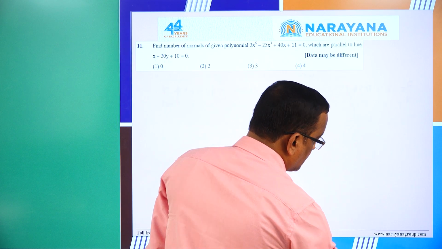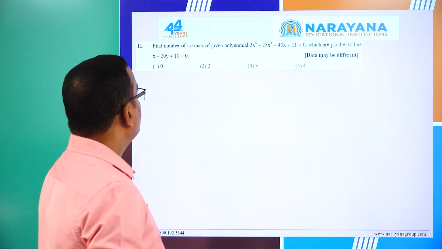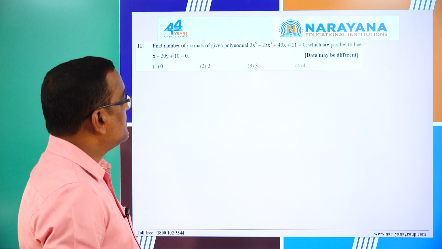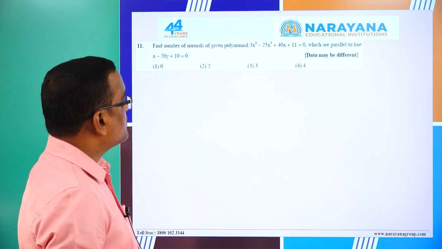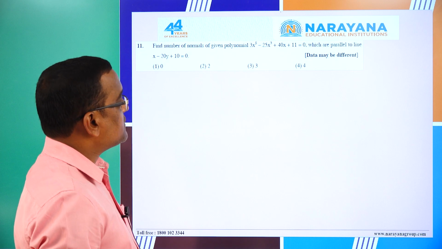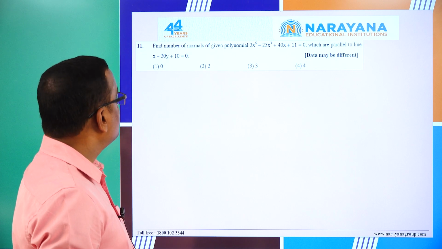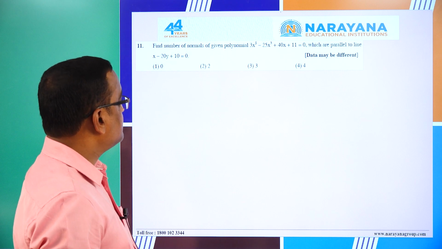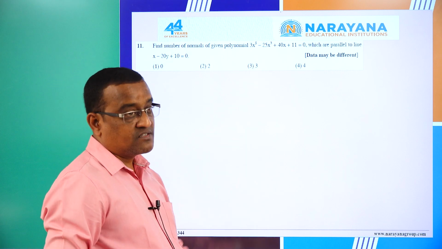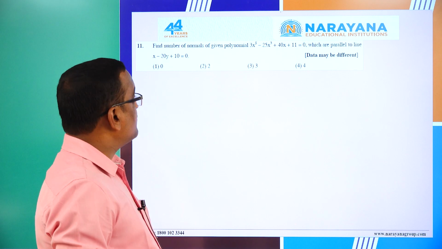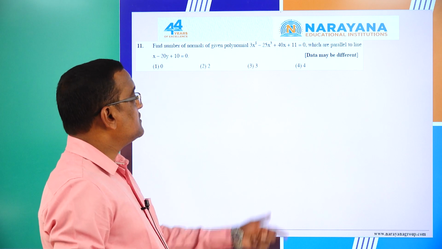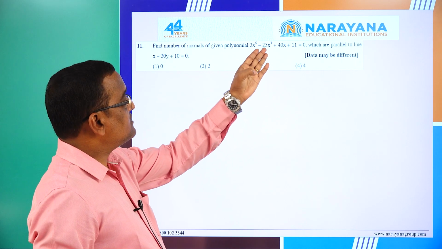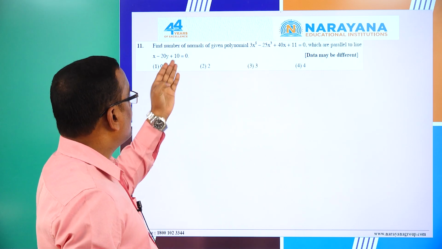And coming to the next one: the number of normals of the given curve 3x power 5 minus 25x cube plus 40x plus 11 is equal to 0, which are parallel to the line x minus 20y plus 10 equals 0. Given a curve, we have to find the number of normals so that the normals are parallel to this line. Nothing but the slope of the normal is equal to the slope of this line.